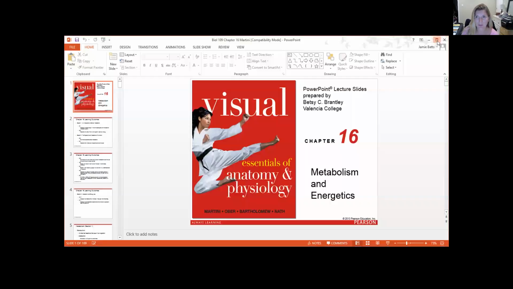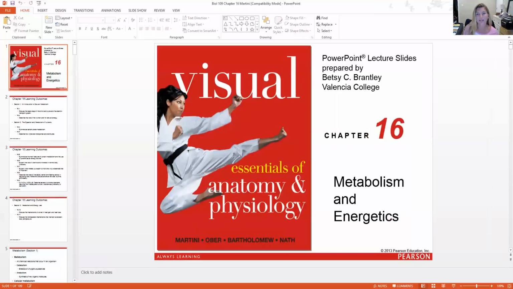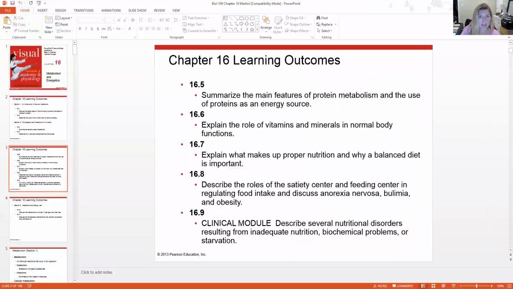Hi class, we're going to dive into chapter 16, which is all about metabolism and energetics. Last chapter we were looking at the digestive system and how all of the nutrients came into the body, and in this chapter we are going to be looking at how our body uses those nutrients that we just brought in. It's all about metabolism and energetics.